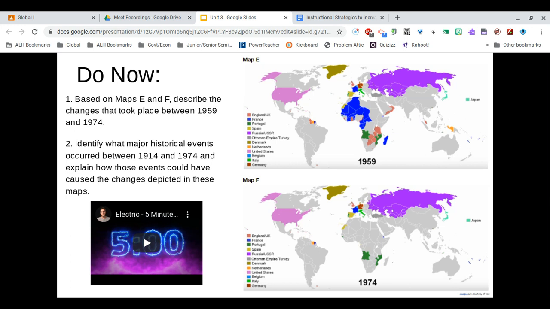If you were to look at 1959 and say, what were the historical circumstances that led to the creation of this map? That would be a perfect question for CRQ.